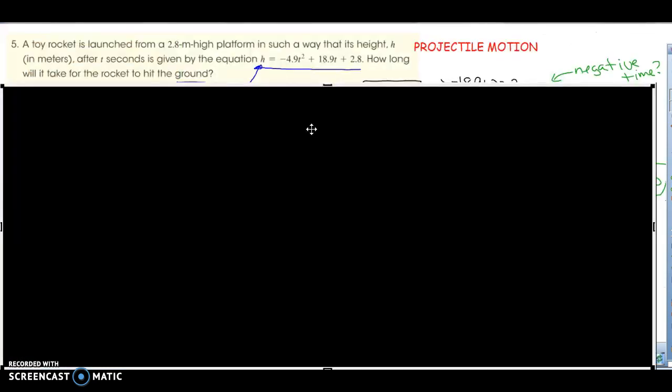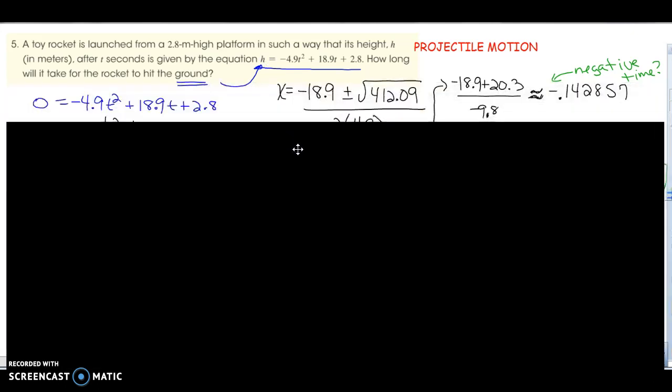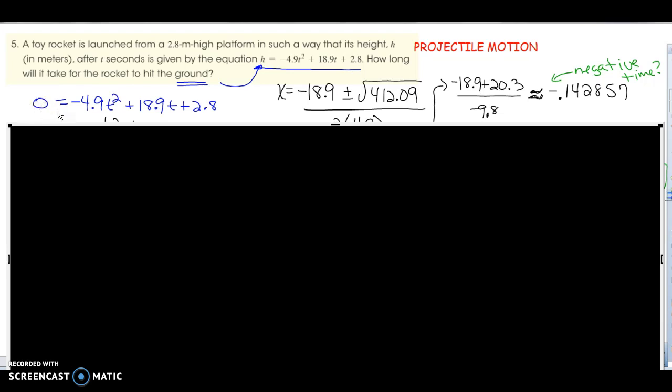Our next example is a projectile motion problem. Notice here a toy rocket is launched. We're given an equation representing the height after t seconds. The question then is, how long will it take for the rocket to hit the ground? Well, think about, what would the height be of the rocket when it's on the ground? The height would be 0. So what we're going to do is take the equation they've given us and set it equal to 0. We're then going to solve.